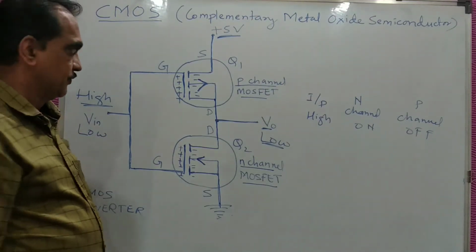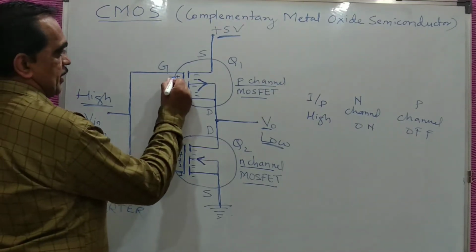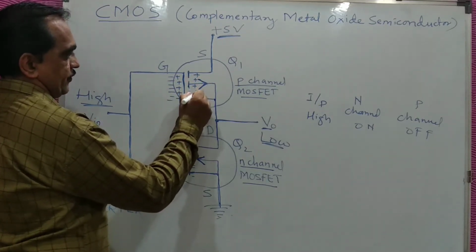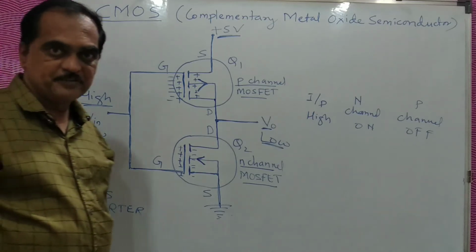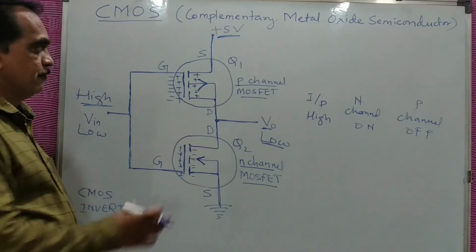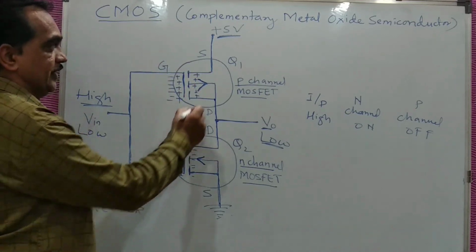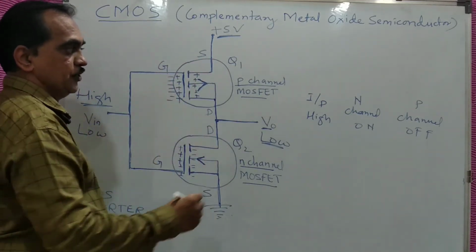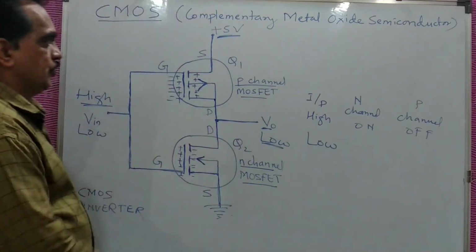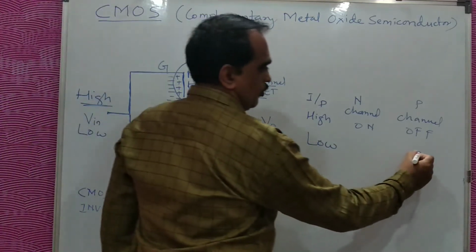some minus voltage, then this part will be minus and this part will be plus because of the capacitance effect. Because it is plus, it will enhance the channel and there will be more current flowing from source to drain. So Q1 will become on. So when the input is low, Q1, that is the P channel, will become on.